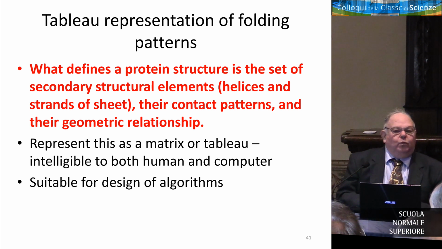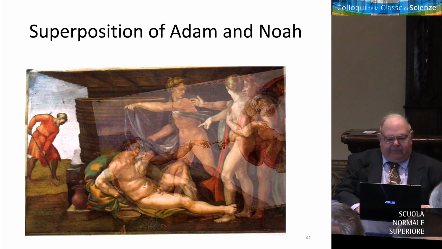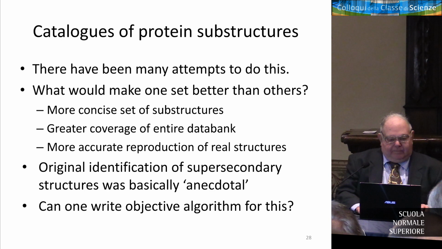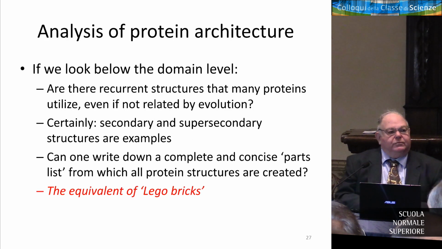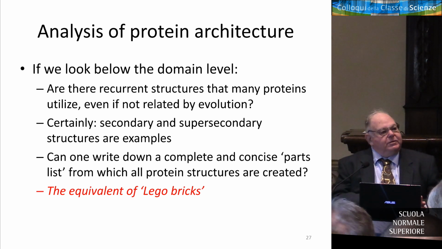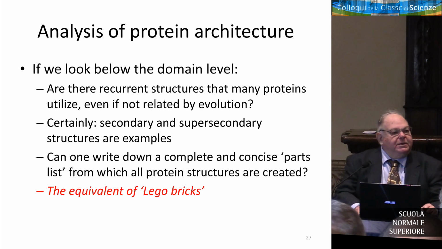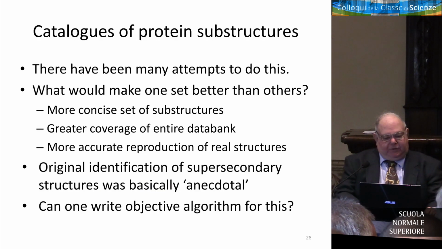I'm now going to talk a little bit about what I and a few colleagues are doing in our research. If we want to understand how domains are put together, we have some ideas of what the substructures below the domain level are, and they include things like the supersecondary structures. The supersecondary structures account for a relatively small amount of the actual structures. So can you write down a complete parts list or equivalent of Lego bricks from which you can assemble all protein structures? In other words, can you dissect the structures into a library of pieces that give you a complete catalog of what the substructures are?